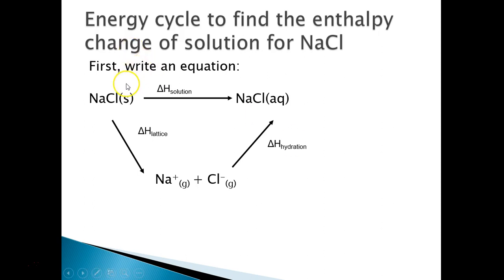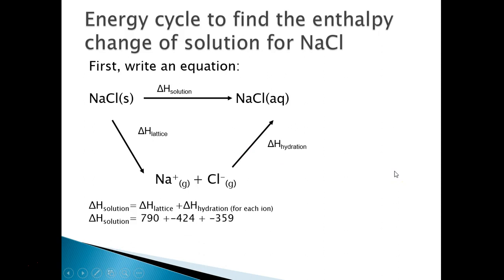So we're trying to do this process. So the enthalpy of solution is equal to the lattice enthalpy plus the enthalpy of hydration for each ion. So we'd get 790 plus negative 424 and negative 359. Now, enthalpy of solution is probably the easiest of these to find experimentally.